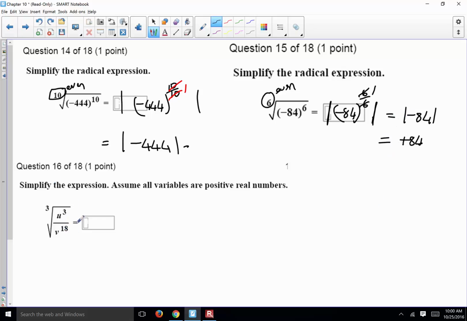Alright, this one. Do we need an absolute value? No, this is odd. We don't need one. The only thing you need to do is the prison guard exchange among each prisoner. This has $3, guard wants $3. This has $18, guard wants only $3, so you divide it. So this is u to the first, this is v to the sixth. 18 divided by 3 is 6. u over v to the sixth. All done. No absolute value required.